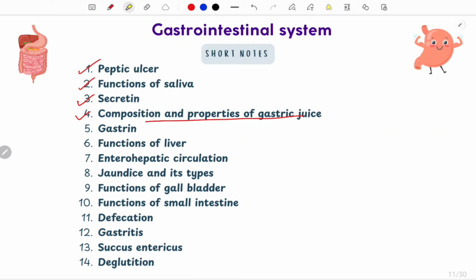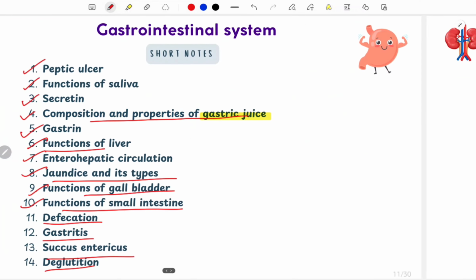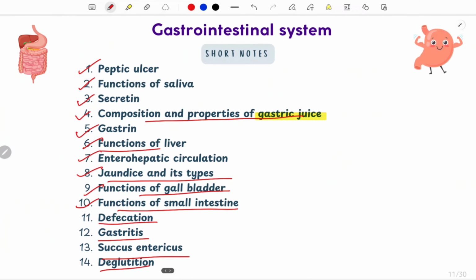So if you read it from your 10 mark perspective, it is again easy to write it if it is asked in 5 marks. So gastrin, functions of liver. So again I told you, wherever you see functions in physiology, just give it a read. Okay, enterohepatic circulation, jaundice and its types, functions of gallbladder, functions of small intestine, defecation reflex, gastritis, succus entericus and deglutition. Yeah, these are the short notes from the digestive system or the gastrointestinal system point of view.